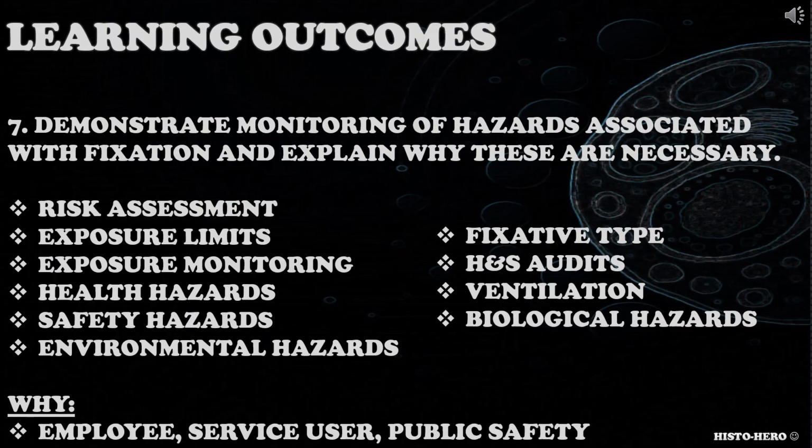The seventh learning outcome is for the candidate to demonstrate monitoring of hazards associated with fixation and explain why these are necessary. What hazards are associated with fixation? How can those hazards be monitored? Why is it necessary to monitor those hazards? Consider different types of fixatives, their exposure limits, monitoring of exposure, health hazards, safety hazards, environmental hazards and biological hazards associated with fixation, risk assessments, and health and safety audits, ventilation and so on.